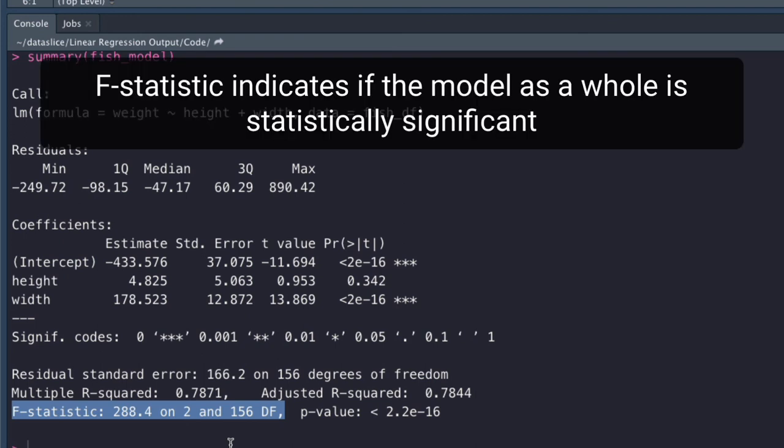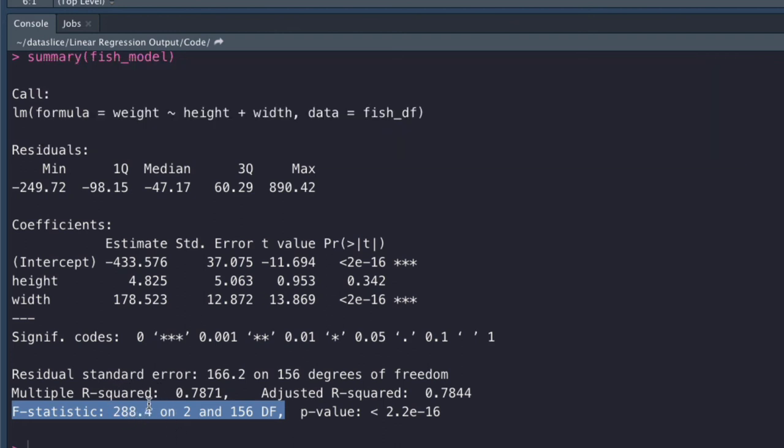So last is the f-statistic, which is a general indicator of whether there's actually a relationship between the predictor variables and your response variable. So a number further from one is actually better, but again, you can pay attention to the p-value on the side to determine if the model as a whole is statistically significant. And in this case, because this number is much smaller than 0.05, this model as a whole is statistically significant. So that pretty much covers the linear regression output in R.